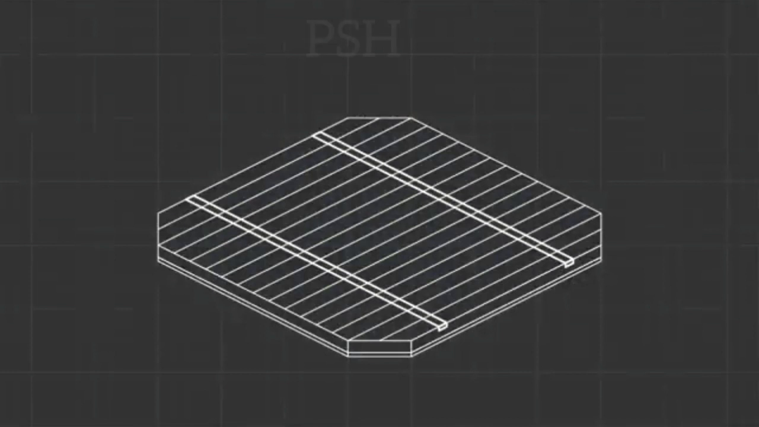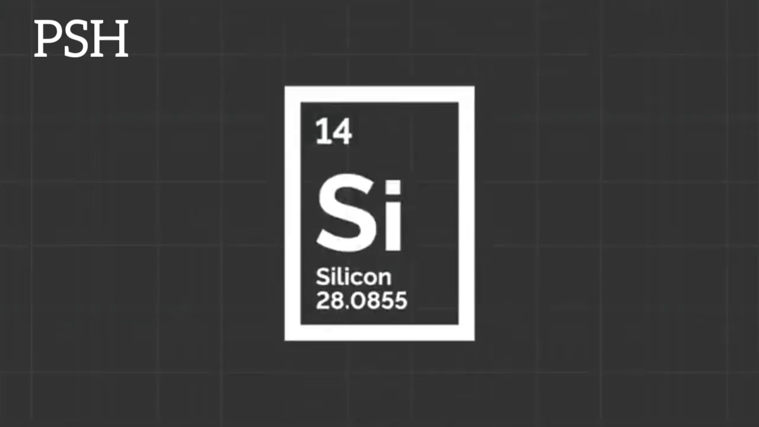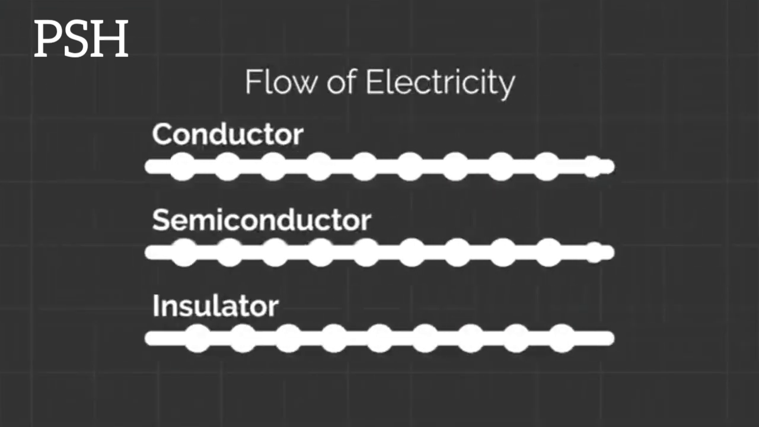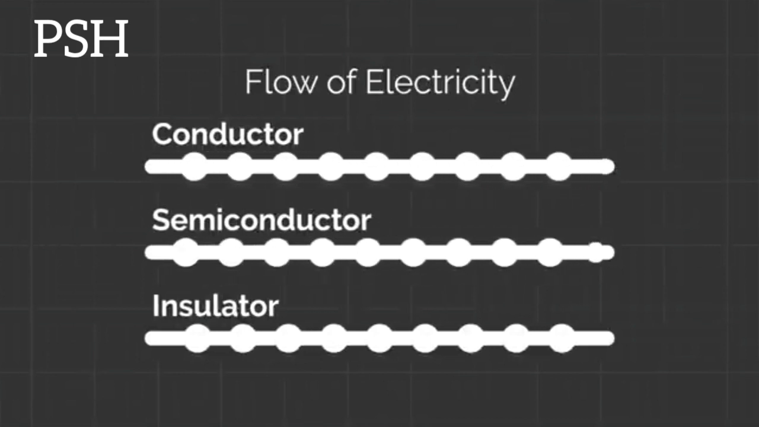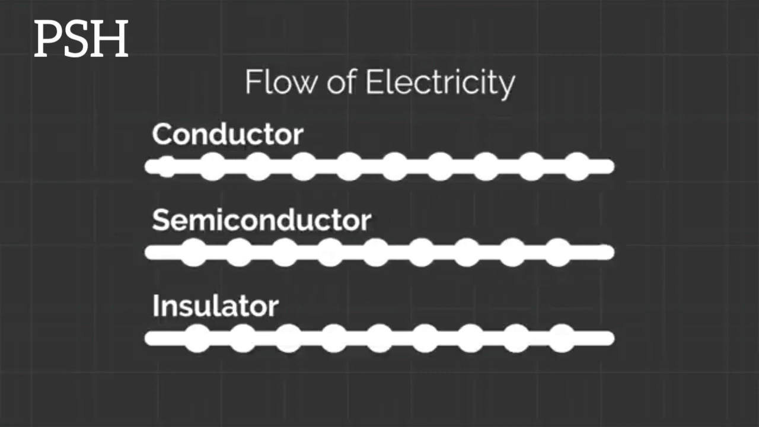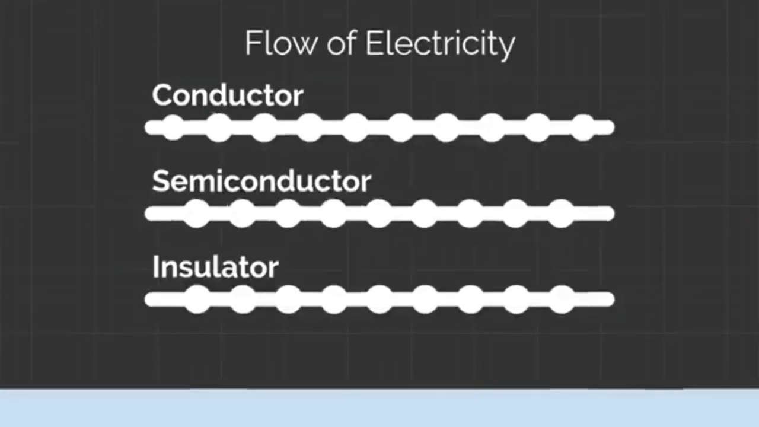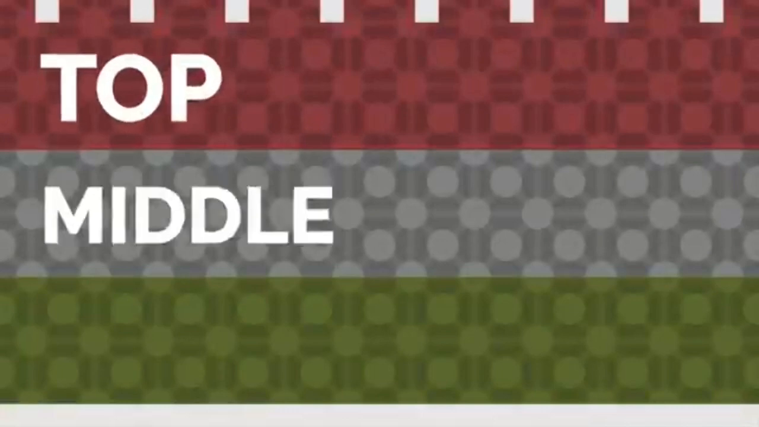Let's take a closer look. The active part of a solar cell is a wafer made of semiconductive material, typically silicon. A semiconductor is a type of material that normally doesn't conduct electricity well, but it can be made more conductive under certain conditions. The semiconductor part of the solar cell has 3 layers.